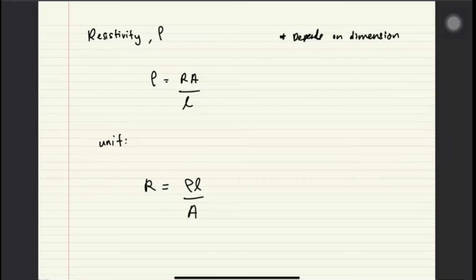Ni biasanya rho ni, dia depends on material. Okay, yang dimension tu dia akan effect the resistance lah, tapi daripada formula ni kamu boleh nampak kot. Unit for rho is basically ohm meter. Okay, because this one you have meter square, this one will be in meter, so they cancel out. So you left with ohm meter. So normally the resistivity depends on the material. So different material, you will have a different values for rho.